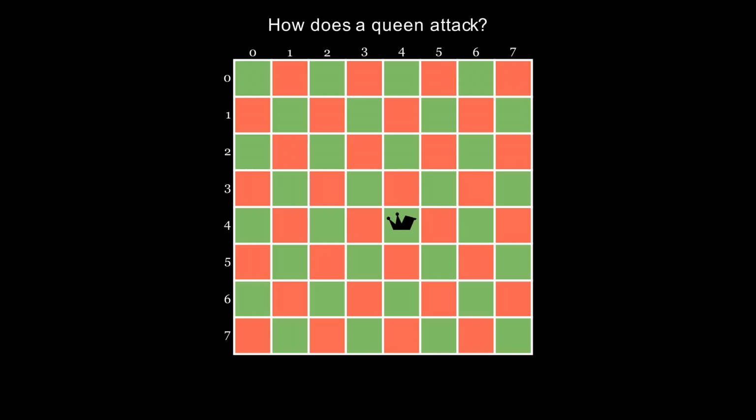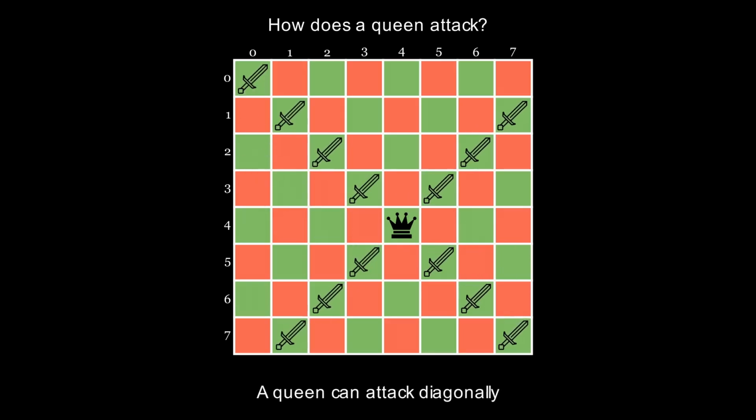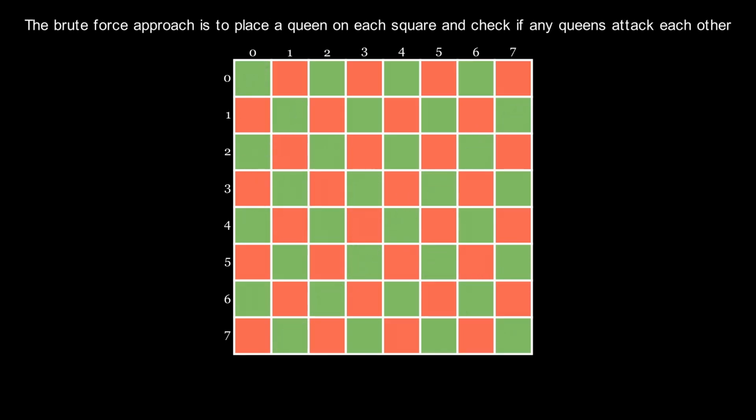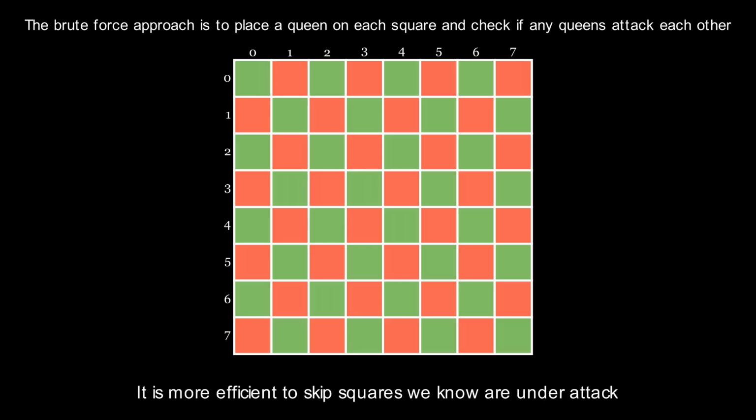How does a queen attack? A queen can attack vertically, horizontally, and diagonally. The brute force approach is to place a queen on each square and check if any queens attack each other. It is more efficient to skip squares we know are under attack. By skipping a square, I mean we do not place a queen on that square. All squares should be checked by brute force.